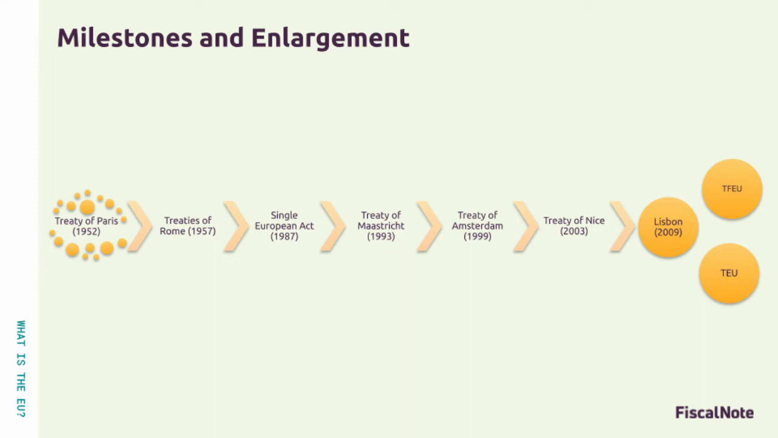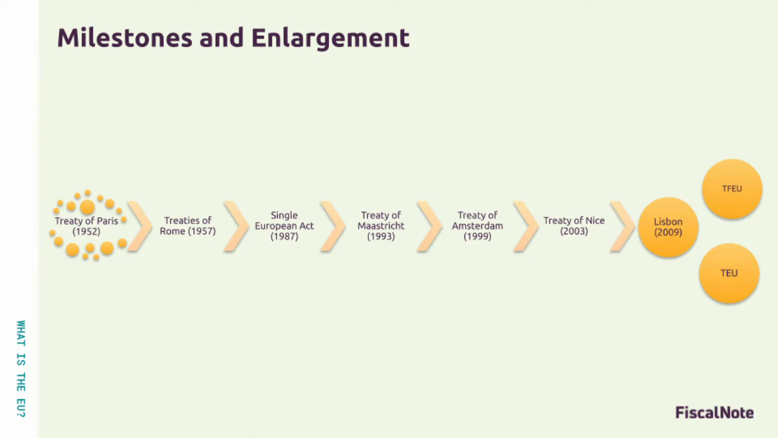Then we have a lot of revisions of the treaties. They're all international law treaties between a number of states. And we're not going to talk about all of them. But then the last iteration is the Lisbon Treaty in 2009, where all the different processes and organizations were put together in one comprehensive treaty.